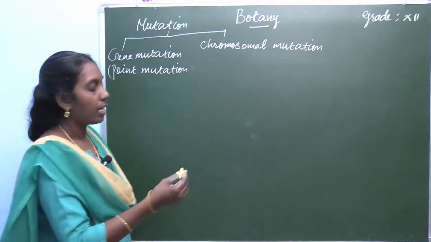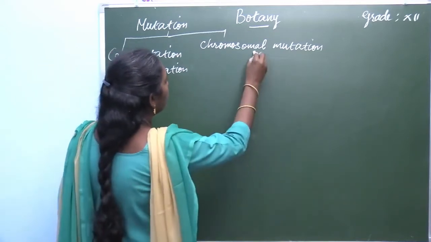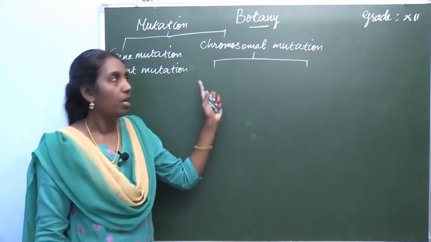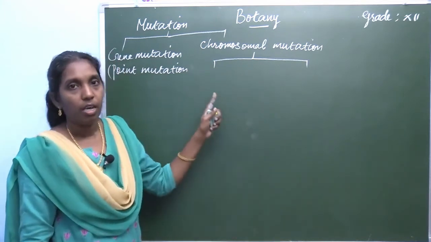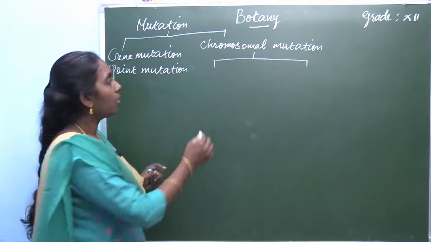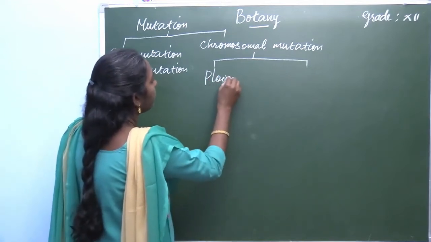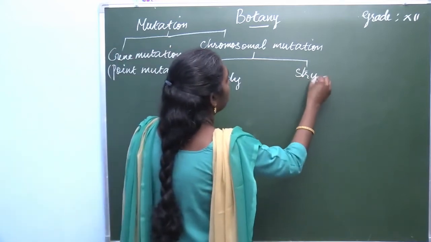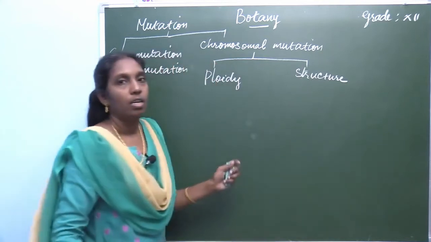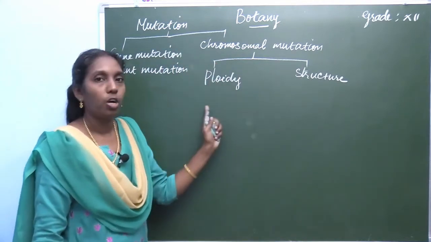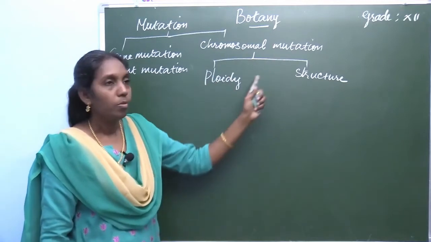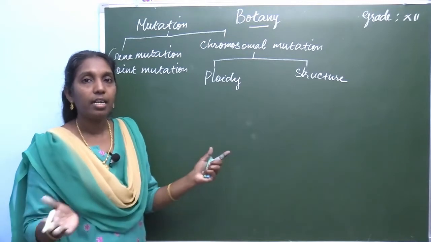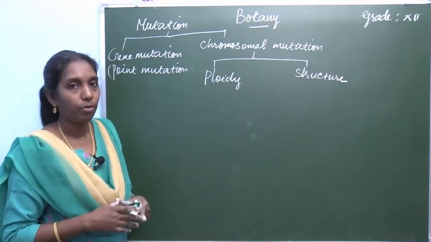Chromosomal mutations are again classified into two different types, because these variations are observed either in the number of chromosomes or in the structure. If the variation is observed in number, it is called ploidy, and the other variation is observed in the structure. Let's talk about this ploidy. That means the chromosomal mutation or chromosomal aberration occurs by altering the number of chromosomes.